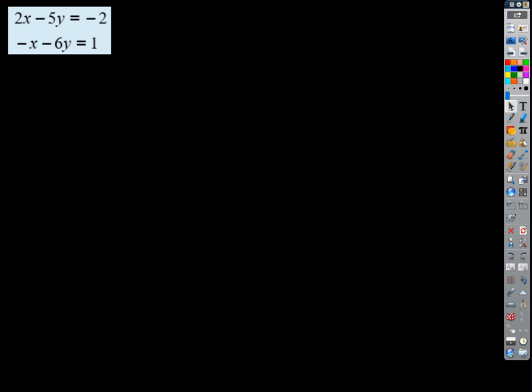Okay, so let's take a look at this linear system. Yesterday, quick review, we talked about how we could find a solution to the linear system graphically, right?